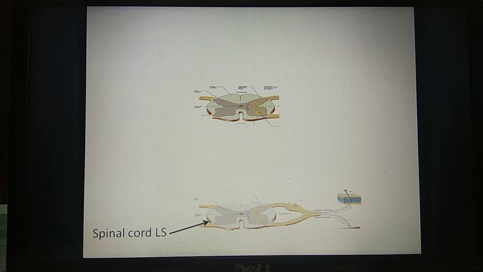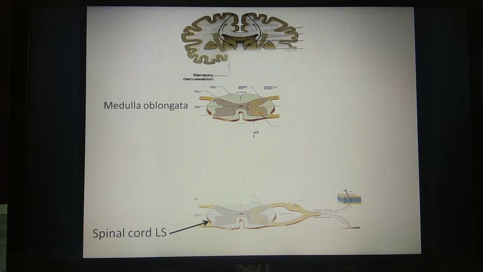Now see, this is a piece of spinal cord. We have taken the LS of the spinal cord. This is the medulla oblongata, which is a part of the brainstem. Now this is our cortex and the remaining part of the brainstem.